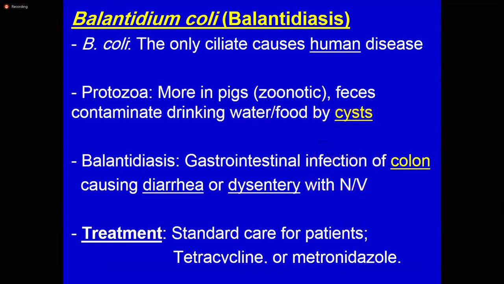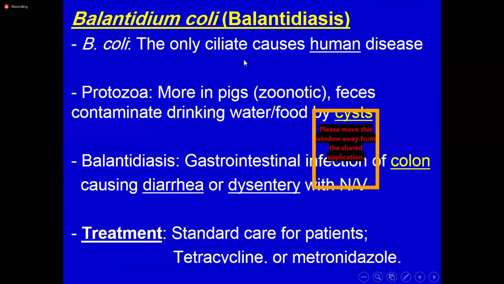The last parasite, Balantidium, and the disease Balantidiasis, Balantidium coli. It is the only ciliate that can cause a human disease. You know what's the meaning of ciliate? It has cilia around it. It's a protozoa. It's present more in pigs. That is why these are zoonotic. These are not important in the Middle East, but some areas who harbor pigs may be important.